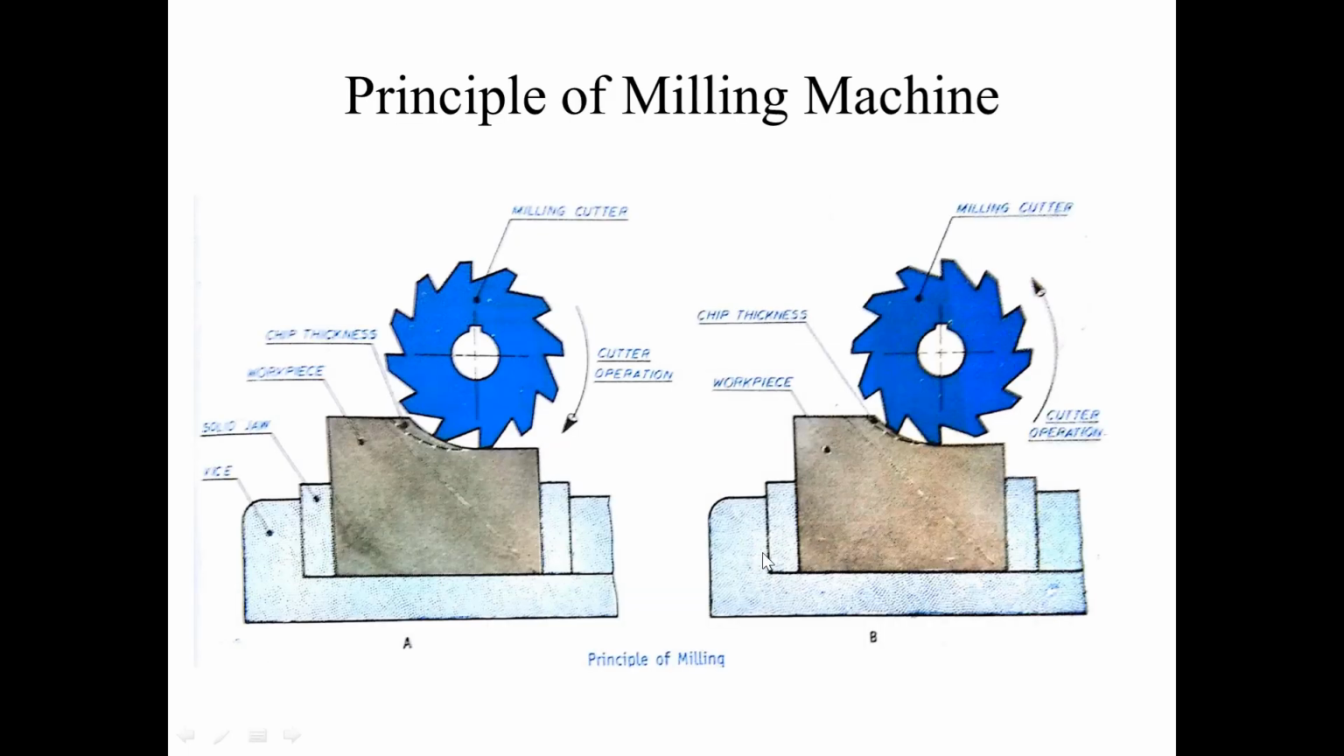Next we are going to study the principle of the milling machine. Here we have two principles, and this is very important from the exam point of view. We classify the principle as up milling and down milling. The first figure you observe is up milling, and the second figure is down milling. The difference is very simple. In up milling, the chips are taken from the downwards to the upper side, so we call it up milling.